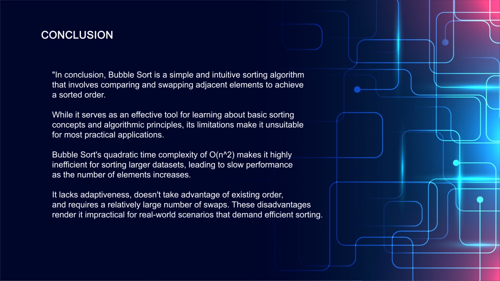It lacks adaptiveness, does not take advantage of existing order, and requires a relatively larger number of swaps. These disadvantages render it impractical for real world scenarios that demand efficient sorting. While bubble sort's role in educational contexts and small scale projects is very important, the world of computer science offers more efficient and practical sorting algorithms. Algorithms like quick sort, merge sort and heap sort provide faster average case and worst case performance, making them better choices for sorting tasks in professional software development and other performance critical applications.